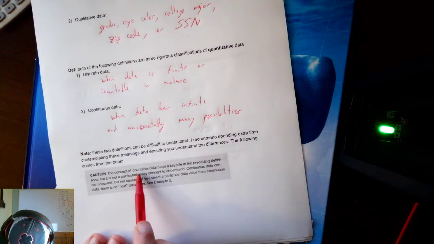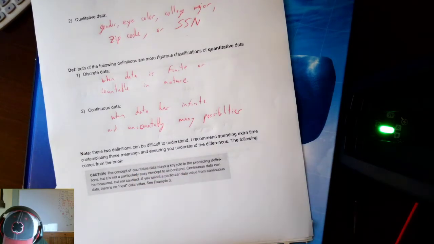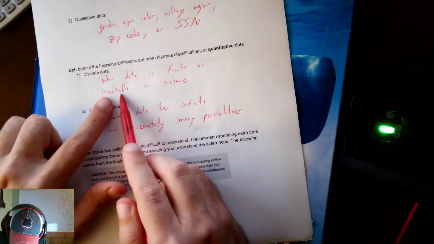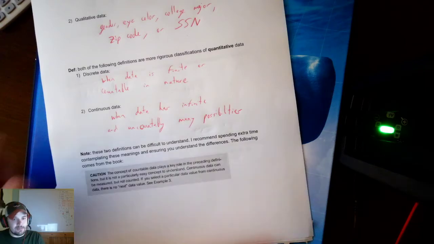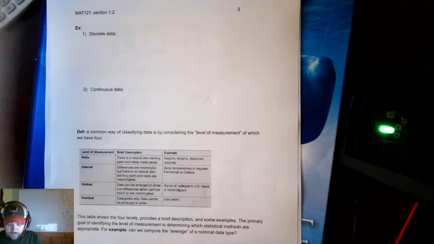The concept of countable data plays a key role in the preceding definition, right? Countable. But it is not particularly easy to understand. Continuous data can be measured but not counted. If you select a particular data value from a continuous data set, there is no next value. There's no next value in the data set. This might be easier to see once we have our next examples, so keep this in mind as we look at the next example.